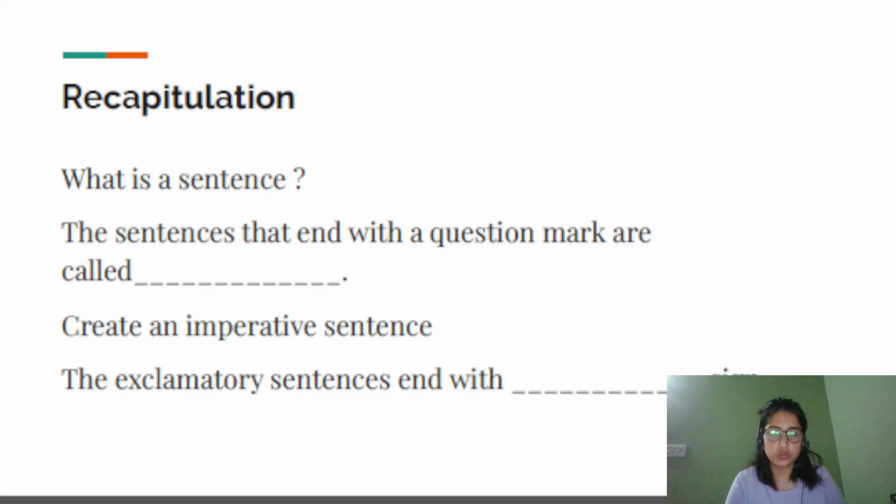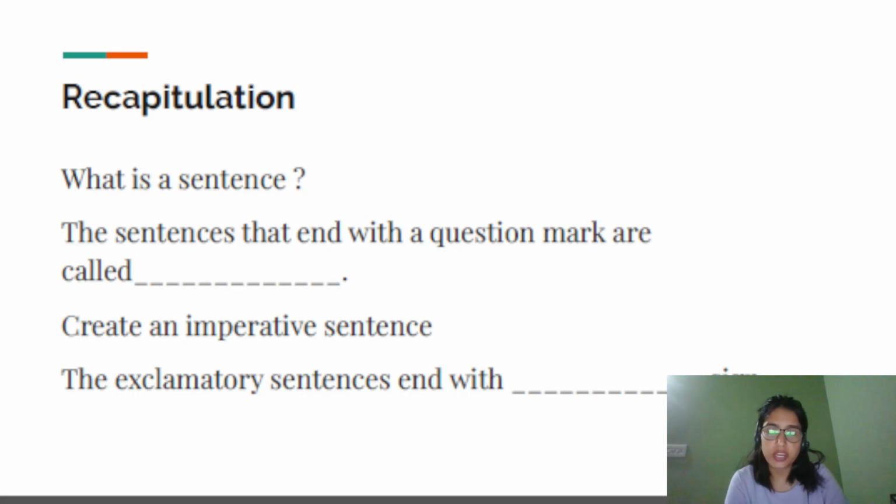I'll give you 10 seconds to do that. So an imperative sentence is when a command is being given, when someone says you should keep your room clean. That is an imperative sentence, because someone is giving advice to the other person. So that is an example of an imperative sentence. The last question is, the exclamatory sentence ends with what? So what is the sign that exclamatory sentences end with?